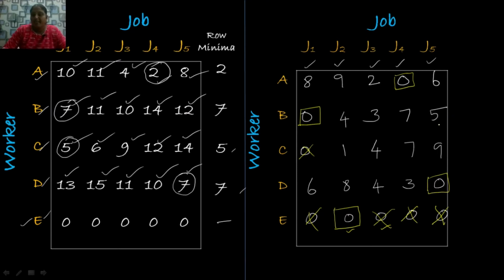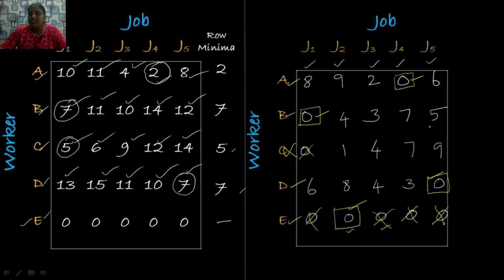Now, after making assignment, check whether each row has exactly one assignment or not. The first row has an assignment at this position. The second row also has an assignment at this position. Whereas the third row doesn't have any assignment. And the fourth row also has an assignment at this position, and the last row also has an assignment at this position. So the third row doesn't have any assignment, which means the current assignment schedule is not optimal. So we proceed on to the next step.